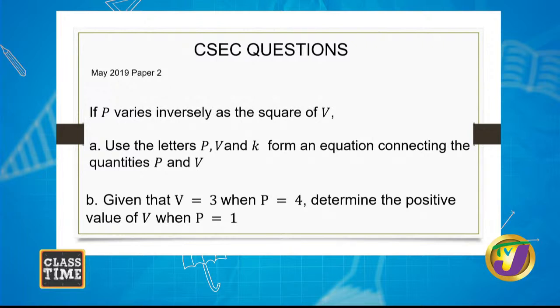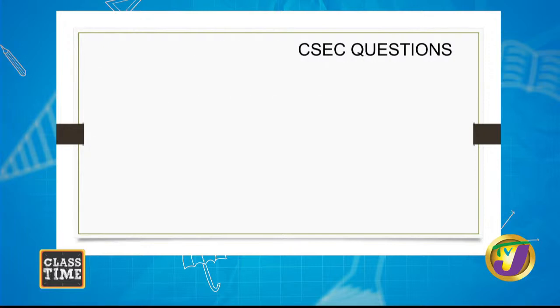If P varies inversely as the square of V, use the letters P, V, and K to form an equation connecting the quantities P and V. That's the first part. Part B: given that V is equal to 3 when P is equal to 4, determine the positive value of V when P is equal to 1. And this question is coming from the 2019 paper, Richard. Yes. So let's see if we can jump right into it.